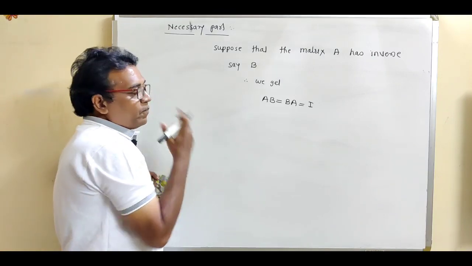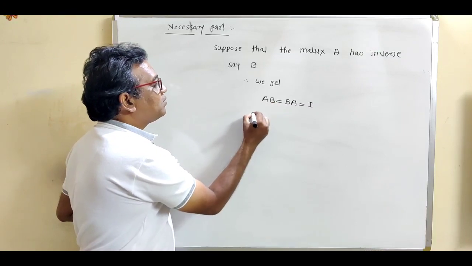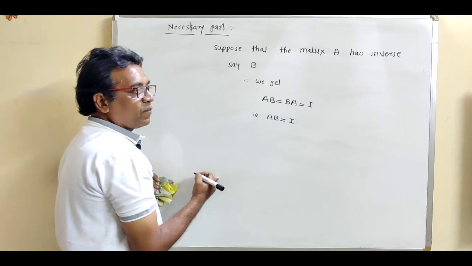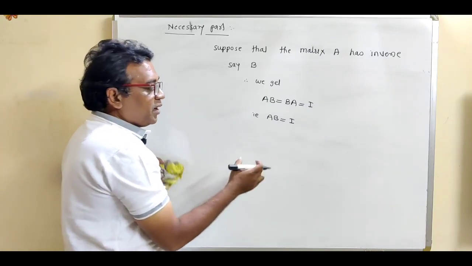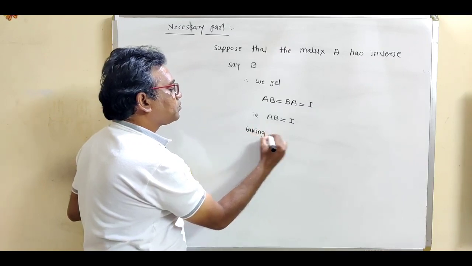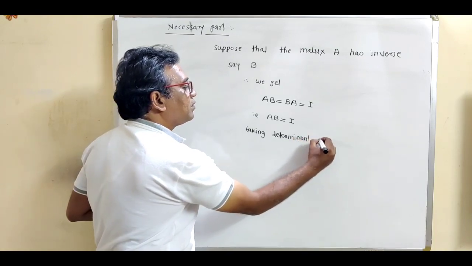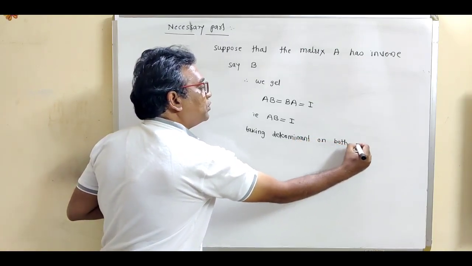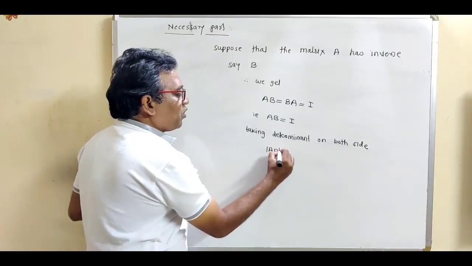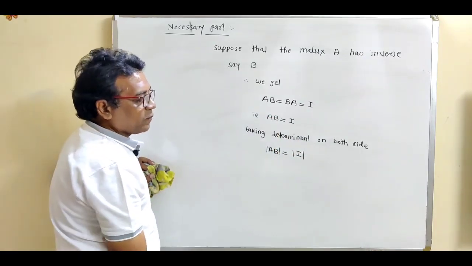Now what is the next step? Taking determinant on both sides. So just take one term, that is this product AB is equal to R. So what is the next step? Taking determinant on both sides. So right here, taking determinant on both sides. So this is determinant of AB is equal to determinant of identity matrix R.